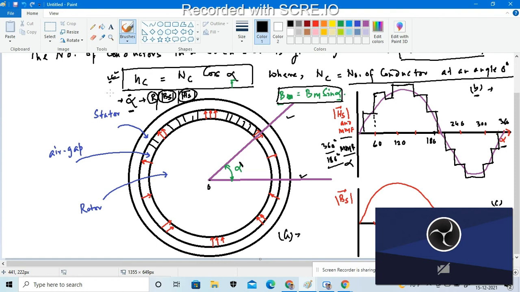Okay, so this value, the angle, will differ if we are using a non-salient pole machine. If I consider a non-salient pole machine, supposed to be the induction machine, then for those cases the value of alpha can differ according to what the values of Bs and Hs are.